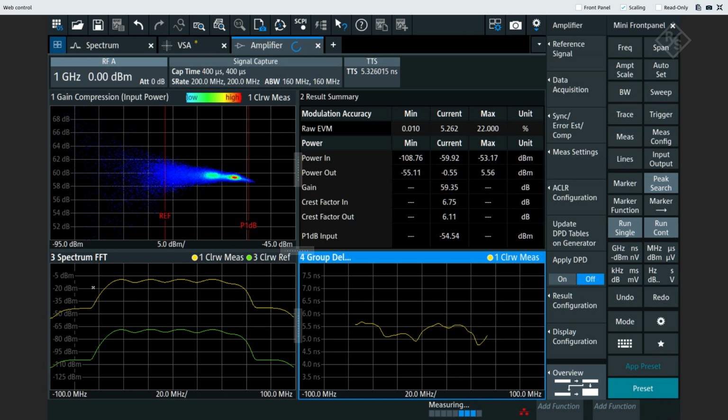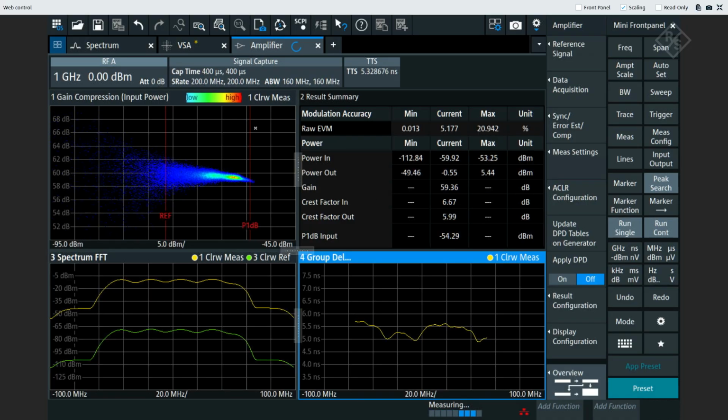In terms of measurements, I have configured a gain compression plot here on the upper left-hand side. We have a result summary plot here on the upper right-hand side. And we have a spectrum plot with the output signal in yellow and the input signal in green here. And the most exciting measurement here, on the lower right-hand side, is an absolute group delay measurement on this high-gain frequency-converting device with a fully modulated stimulus.